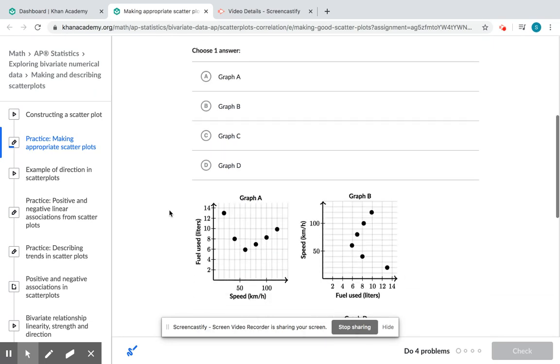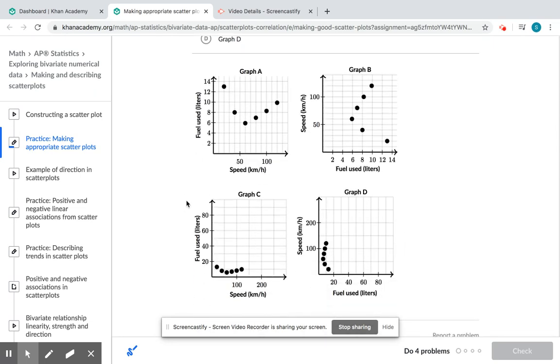Okay, so I'm going to scroll down. They give you graph A, B, C, and D. They're saying that all these show the data correctly, but we want to pick the best one that shows the data appropriately. What we've been looking at so far is associations and trends, and we want to show that on the graph. So for example, for C and D, everything's in one little area, and you're going to want to take up the whole graph.